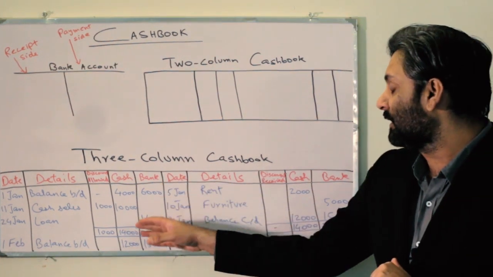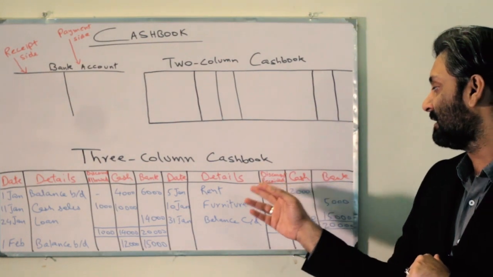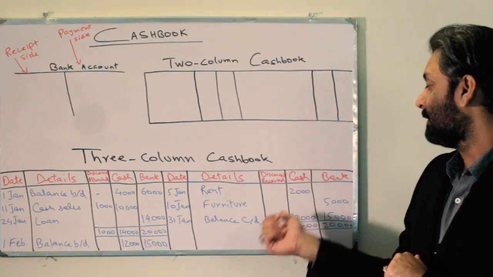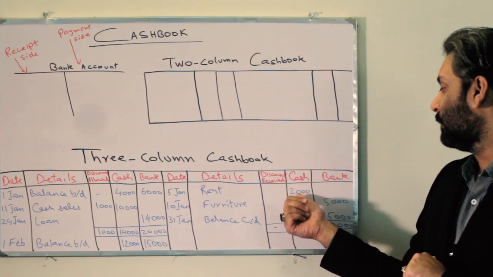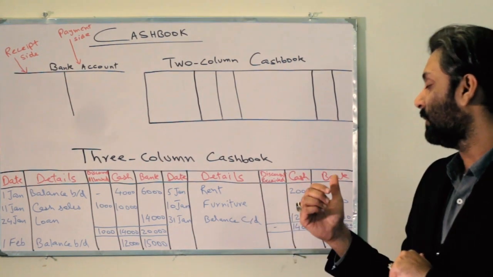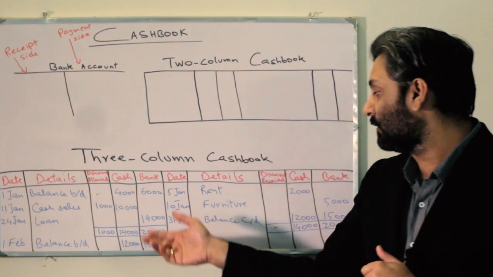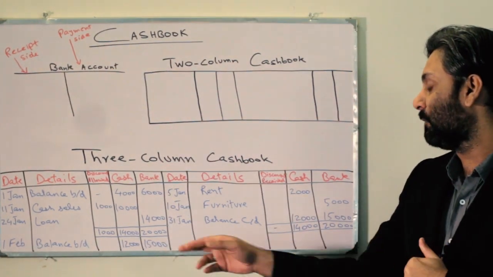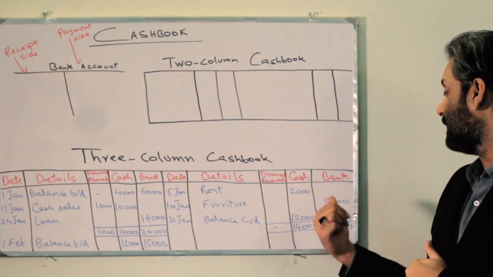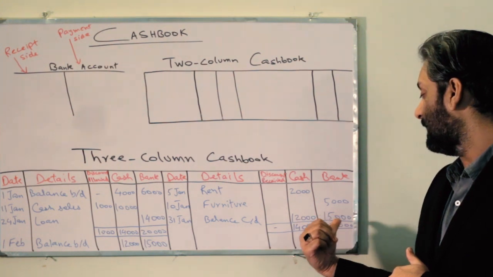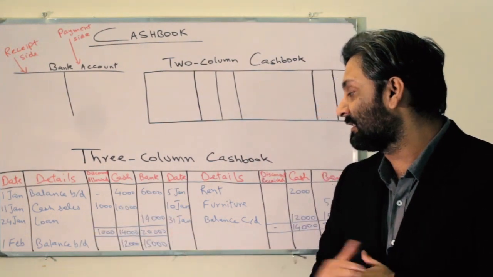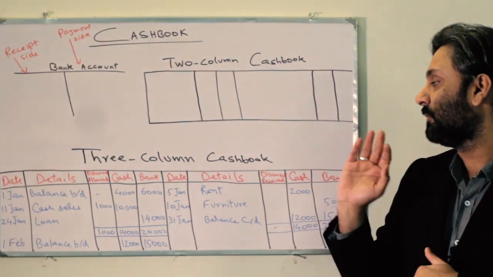Now out of the available 14,000 and 20,000, we spent some money, which is taking place through the payment side or the credit side. So rent was paid through cash. Out of the available 14,000, 2,000 was spent and 12,000 was left, which means that the balance carried down will be 12,000. If we look at the bank column in the same way, 20,000 was residing with us, out of which 5,000 was spent, and we were left with 15,000. So now this 12,000 and 15,000 will be carried forward to the next month as 12,000 and 15,000 on the 1st of February.